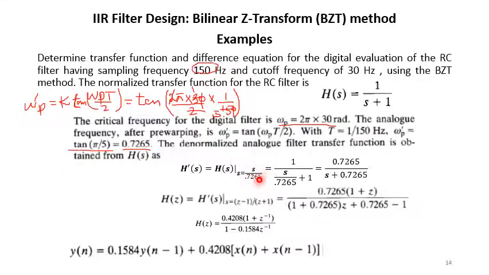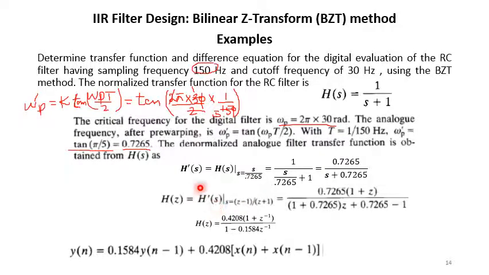But similarly, with the same conditions, if I have to design the high pass filter, in that case I will replace s by omega prime p divided by s. Okay, so the denormalizing analog filter step is important. Based on whether you are going for the low pass or high pass, you have to replace s accordingly.